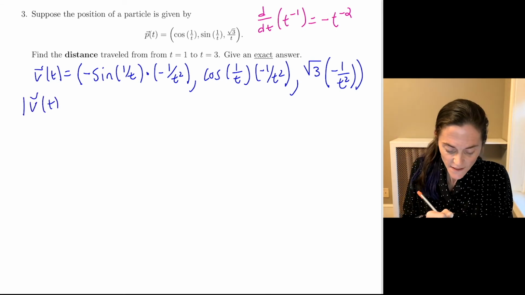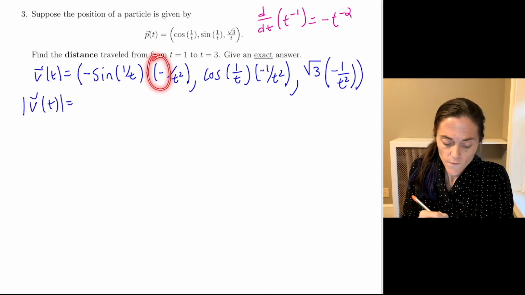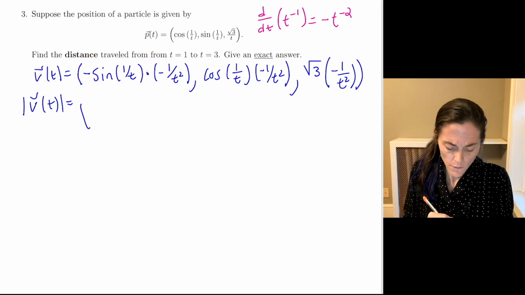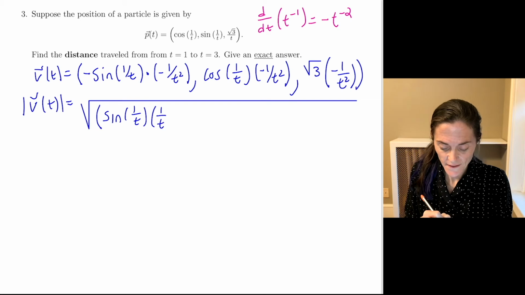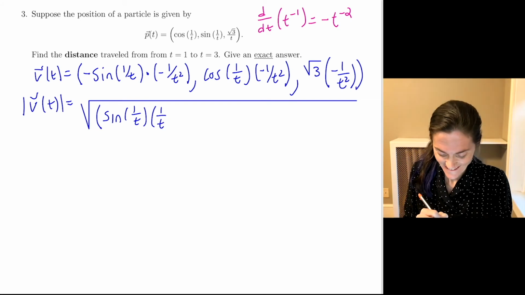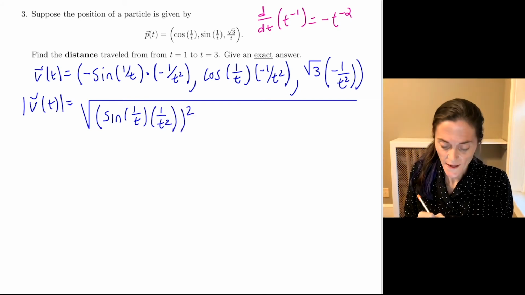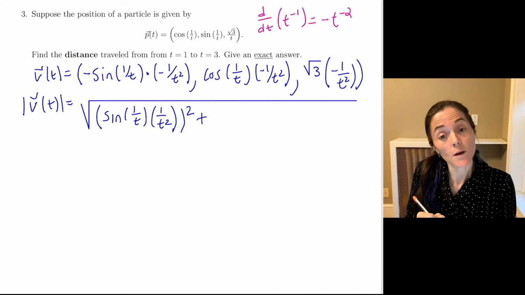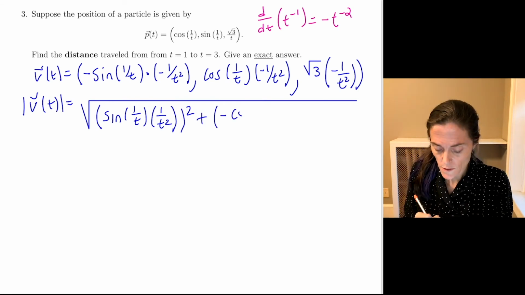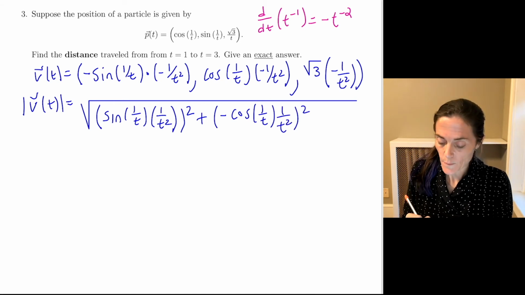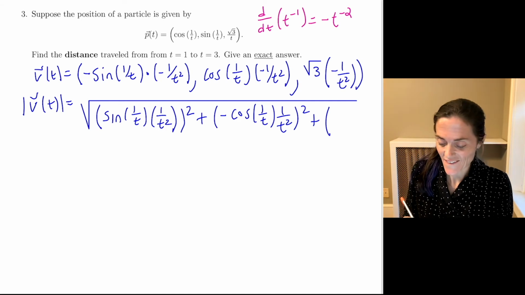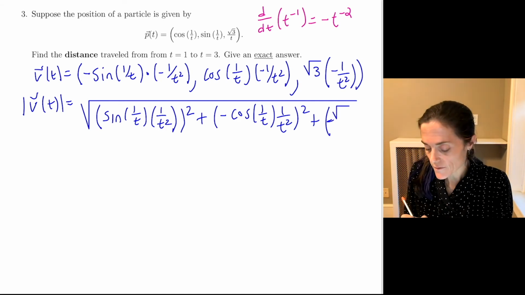The length of this vector. First of all, you notice this first one's positive, but let's just start writing things down. Sine of 1 over t over t squared, quantity squared, plus the second coordinate, we have a minus cosine 1 over t over t squared, and then plus the third coordinate, which is negative square root 3 over t squared.